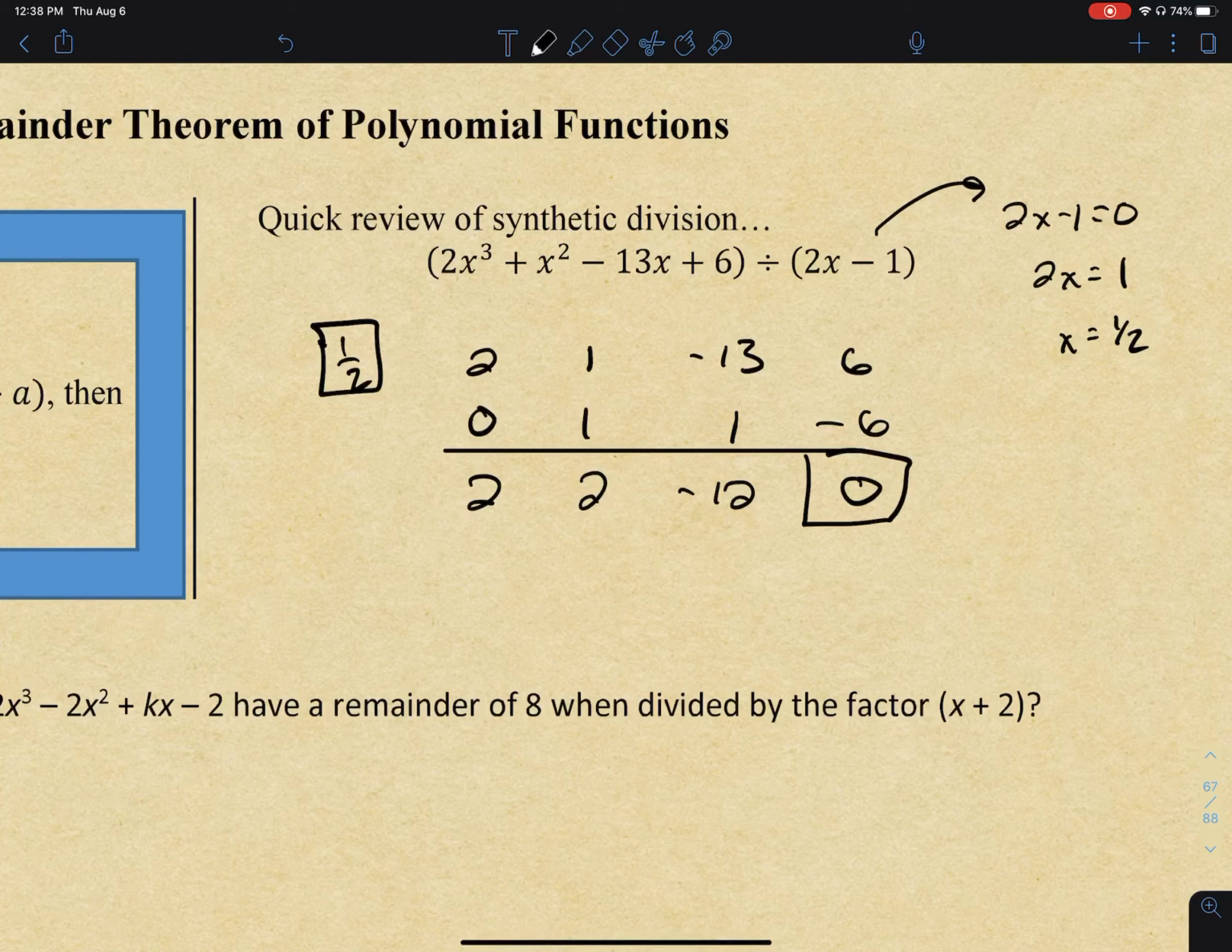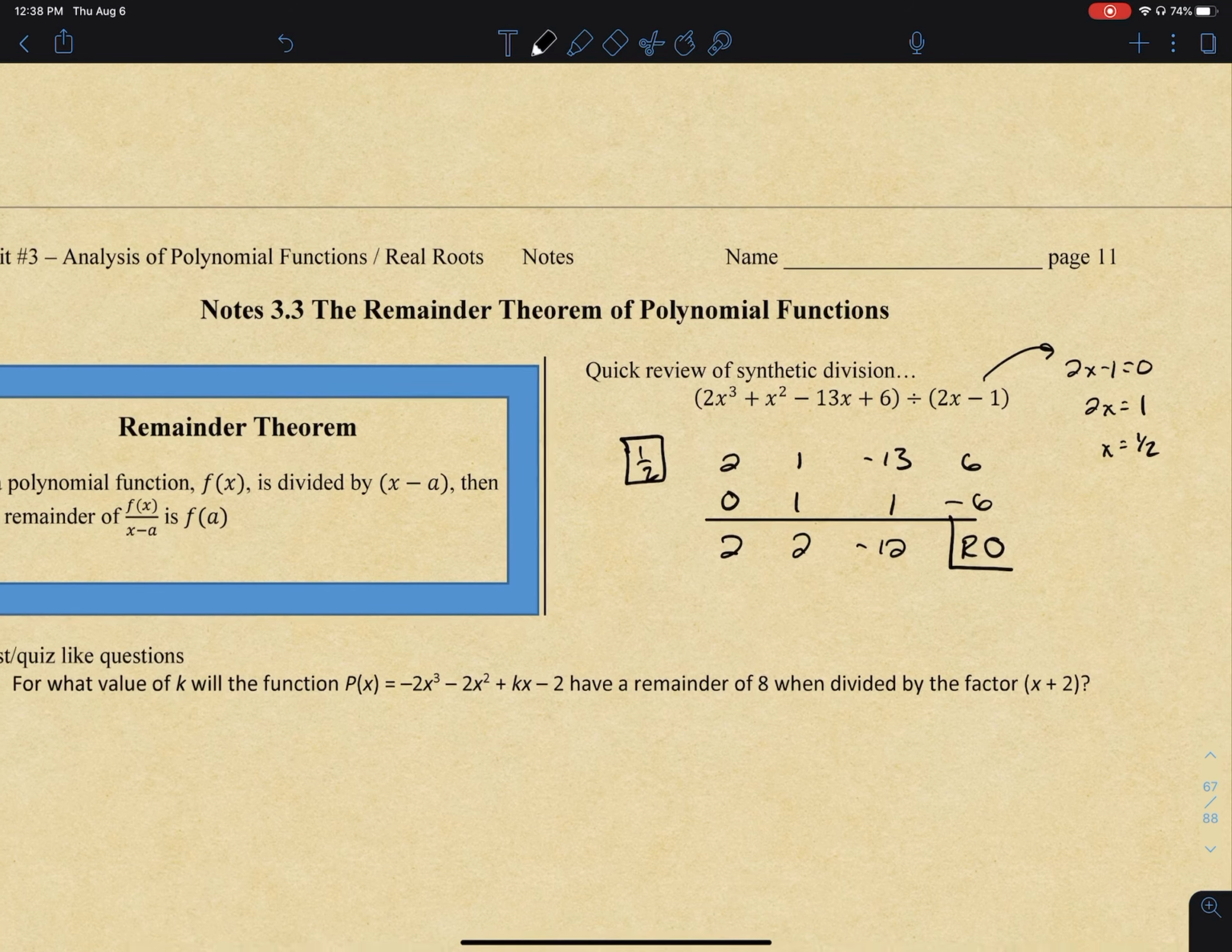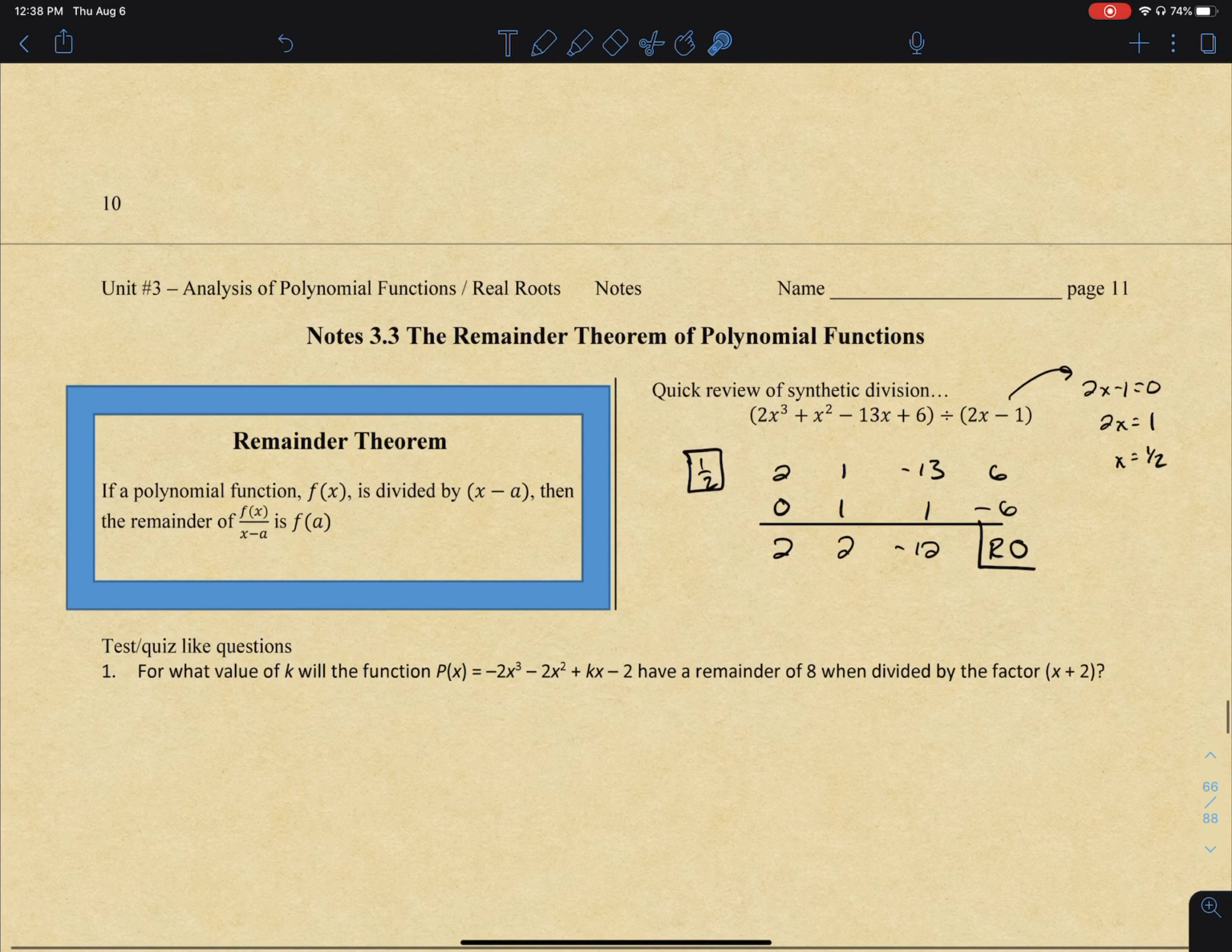So we would get a remainder of 0. So here's what the remainder theorem is saying. If you were to take a 1/2 and plug it in here for these x's, you would get the answer of 0. If you were to take this and divide it by 2x minus 1, you'd get a remainder of 0. That's what the remainder theorem is.